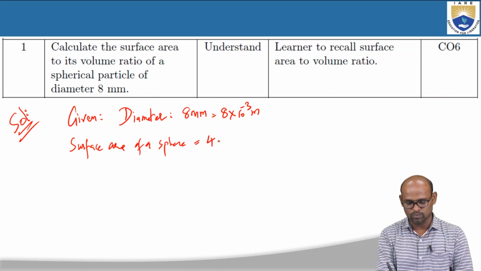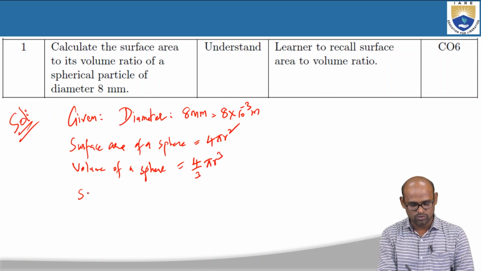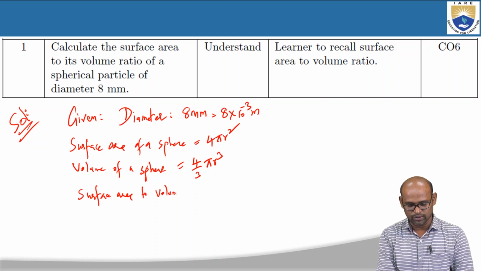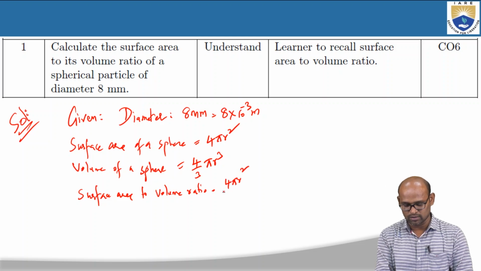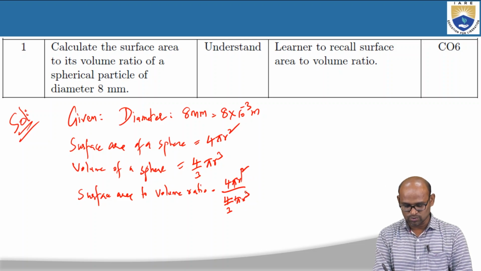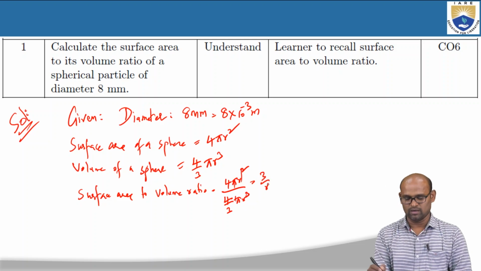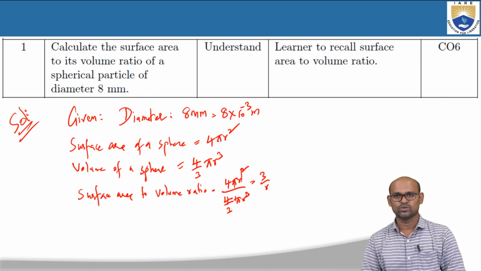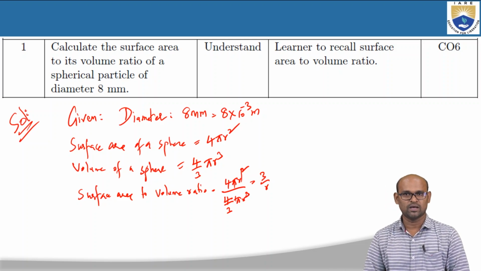Surface area of a sphere is 4 pi r square, and because here we are taking spherical particles, volume of a sphere is 4 by 3 pi r cube. So the surface area to volume ratio is 4 pi r square divided by 4 by 3 pi r cube. That will be 3 by r. So this is the surface to volume ratio of a sphere or spherical particle, right?